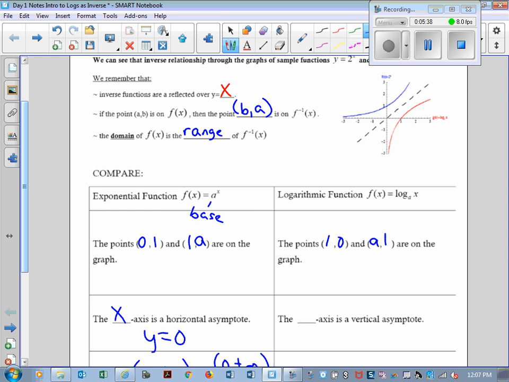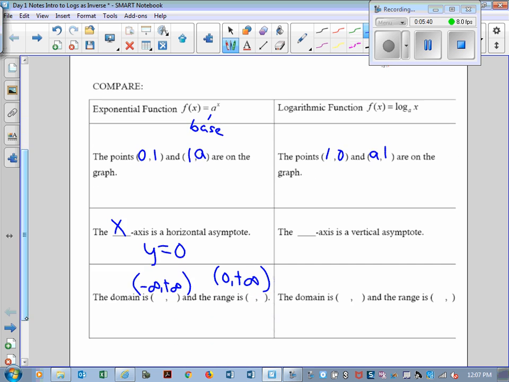Now, if the x-axis was the asymptote for the exponential, what axis is going to be the asymptote for the log? The y-axis. And what am I going to do with my domain and range for the log? Switch them. So my domain is going to be 0 to positive infinity, and my range is going to be negative infinity to positive infinity. Those are your general guidelines for your log functions.